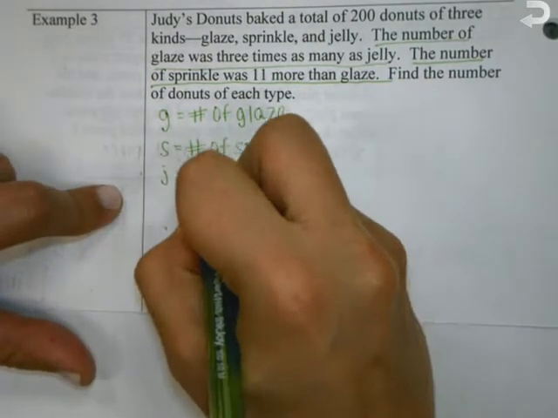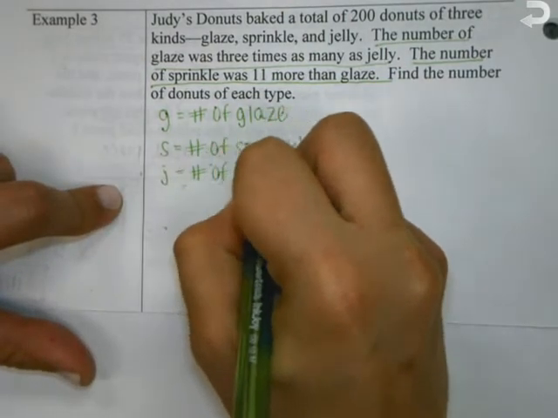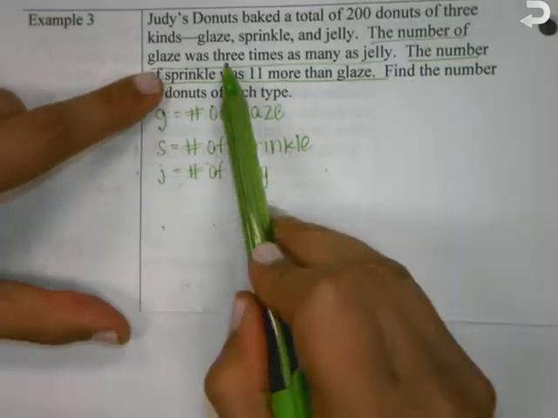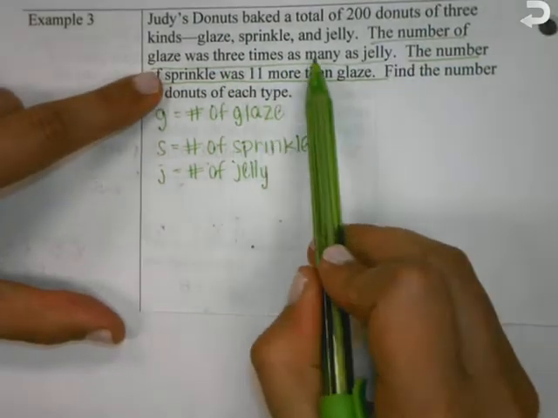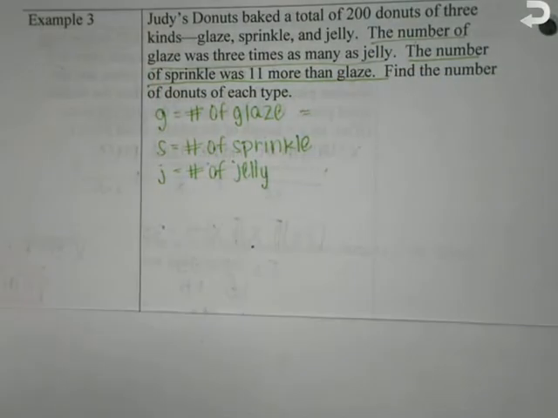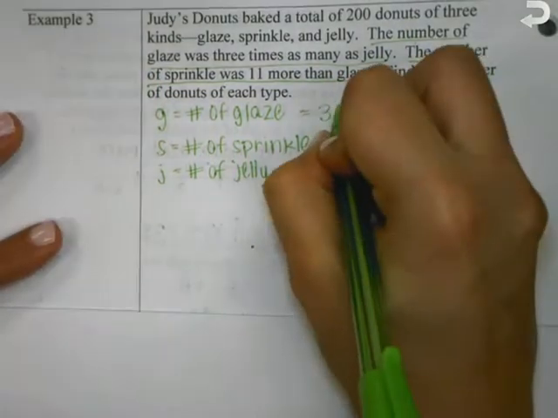The number of glaze was 3 times as many as jelly. So how could I write an equation for the number of glaze? 3J. Okay, so glaze equals 3J. Isn't it G for glaze? No, G is equal to 3J for jelly.